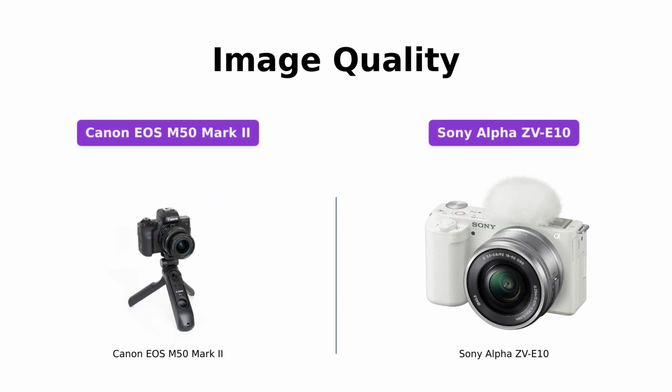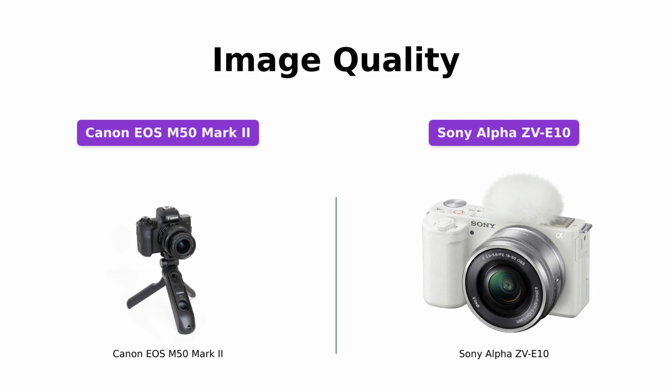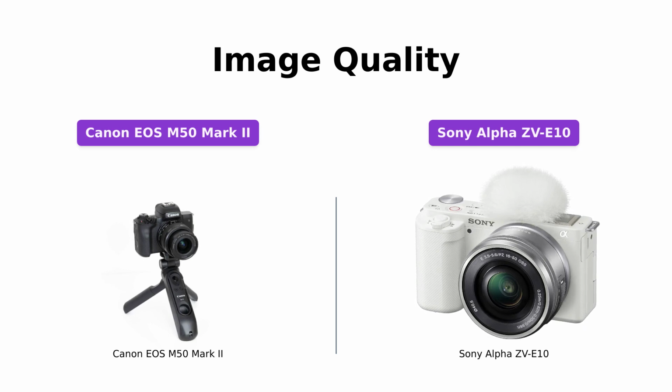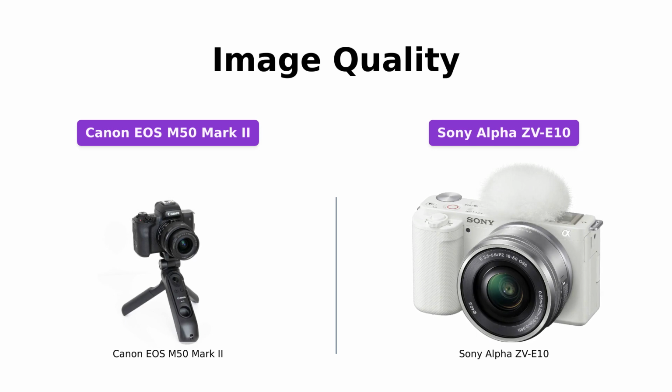Both cameras offer exceptional image quality, but the Canon EOS M50 Mark II boasts a 24.1 megapixel APS-C CMOS sensor, providing stunning detail and sharpness. On the other hand, the Sony Alpha ZV-E10 features a large 24.2 MP APS-C Exmor CMOS sensor with a fast BIONZ X processor, delivering excellent image clarity and low light performance.